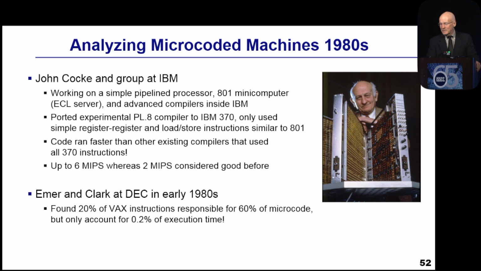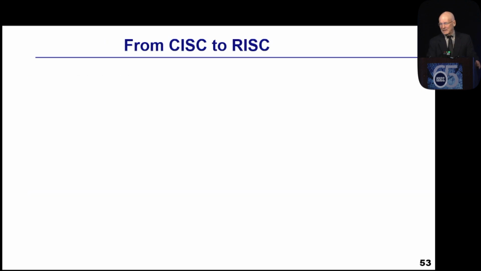And then over at Digital Equipment Corporation in Boston, some engineers took a look at the microcode to see how it was used and found that 20% of instructions were 60% of the microcode, but were almost never used. So it wasn't clear that that was necessary. So that led to the reduced instruction set ideas.